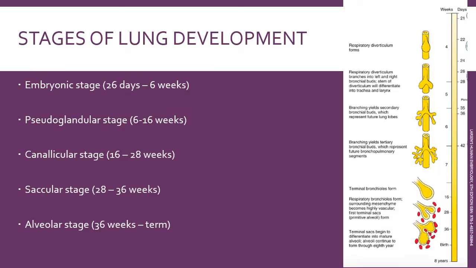This week we're going to start with lung development. The 5 stages of lung development are the embryonic stage, the pseudoglandular stage, the canalicular stage, the saccular stage, and the alveolar stage.